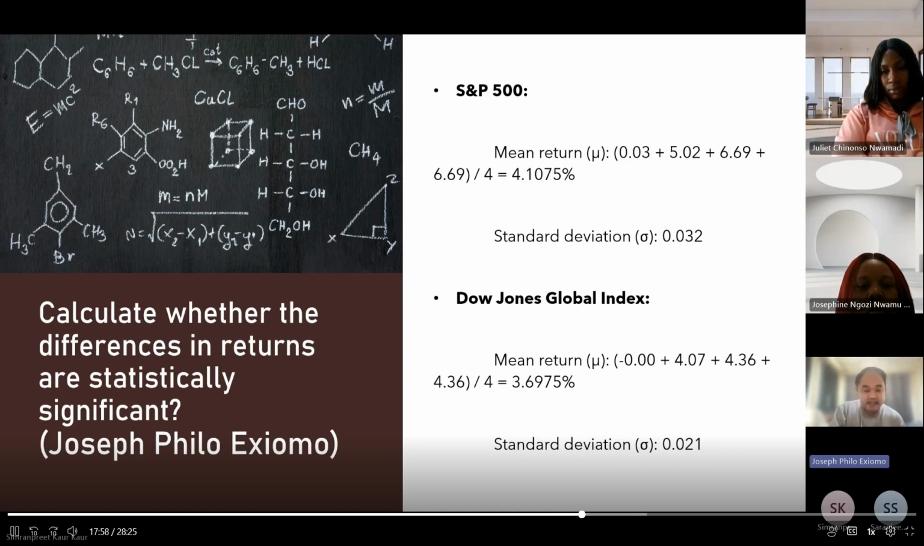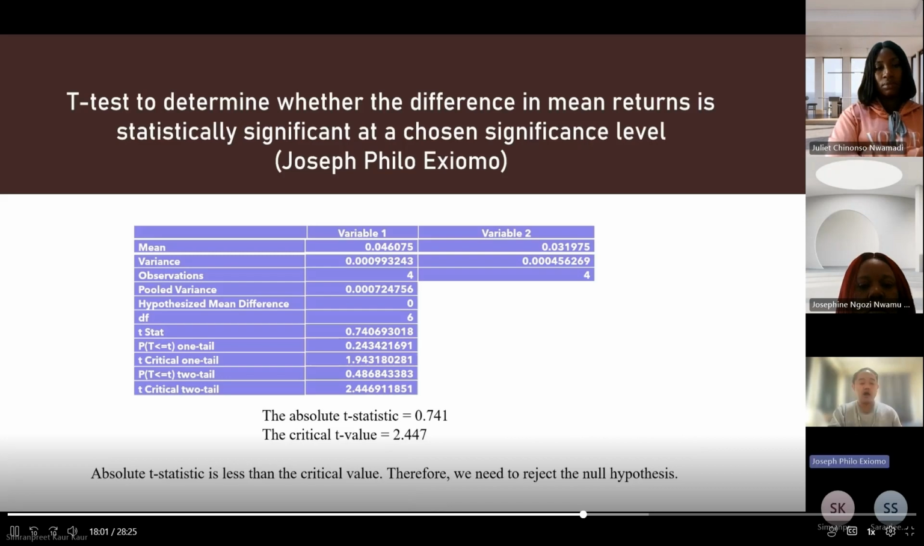Next slide is, we use the t-test in order to determine whether the difference in the mean returns of the two variables, the S&P and the Dow Jones, is statistically significant at our chosen level. How do we do this? To calculate the difference in return, we were able to compare the absolute value of the t-statistic with the help of Excel, and if the value of the t-statistic is greater than the critical t value, then we will reject the null hypothesis.